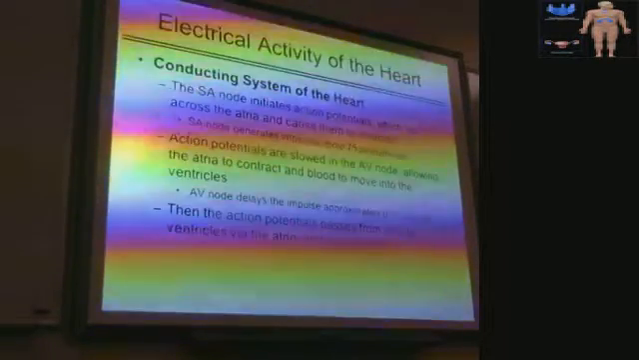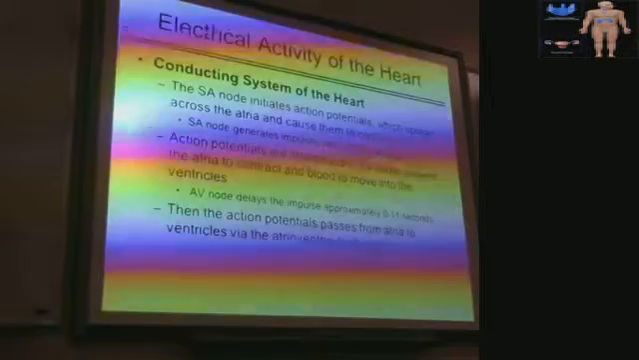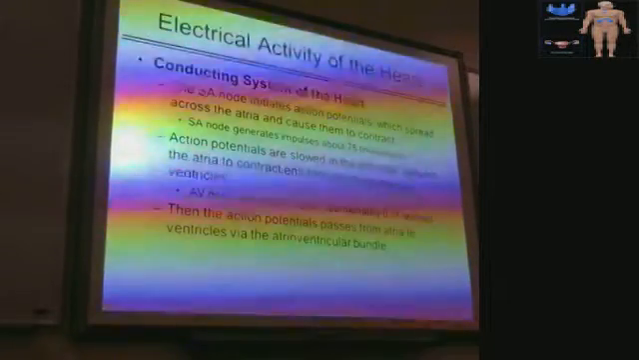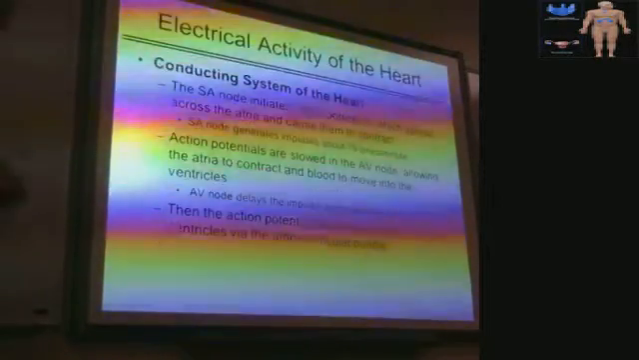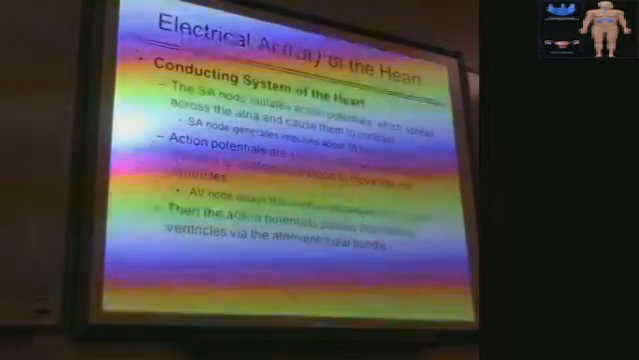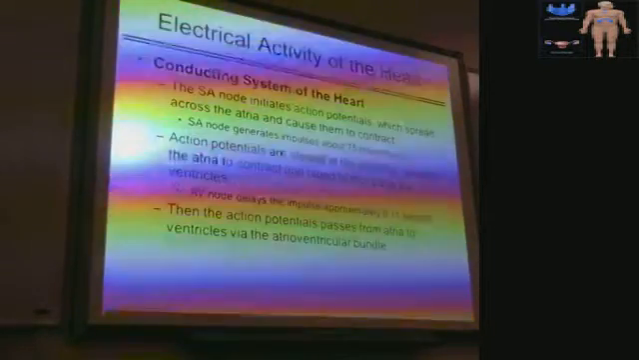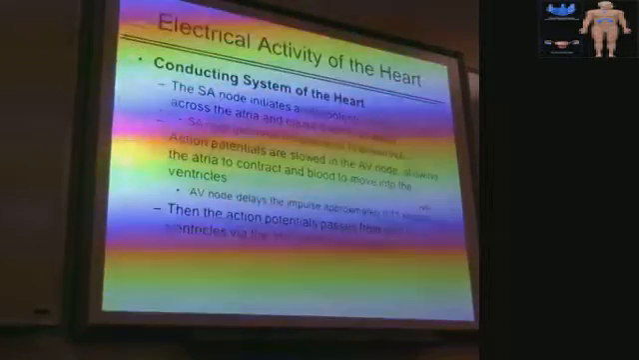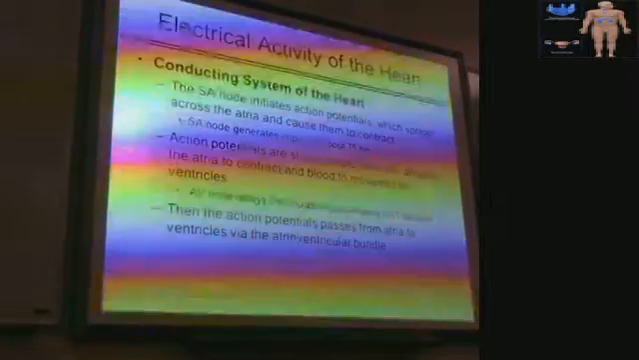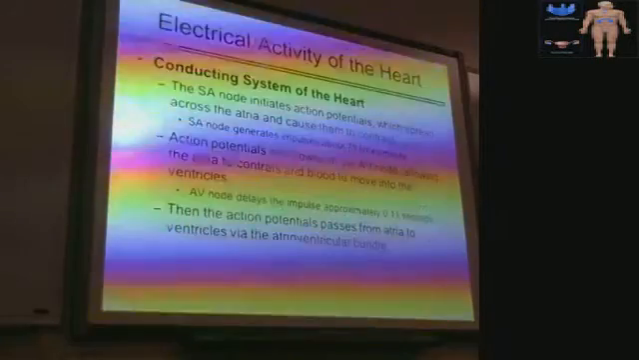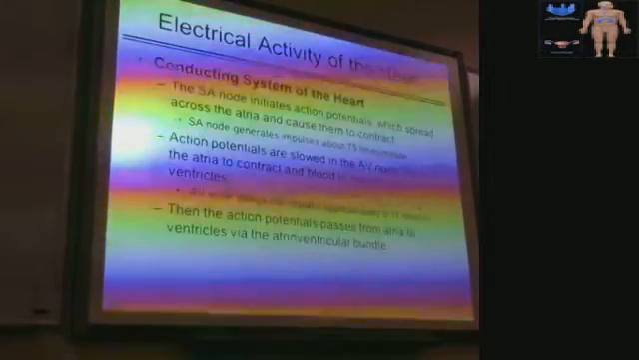In the conducting system of the heart, the SA node initiates action potentials, and then they spread across the atria and cause them to contract. The SA node generates impulses at about 75 times per minute. How often does your heart beat? About 75 times per minute, right?